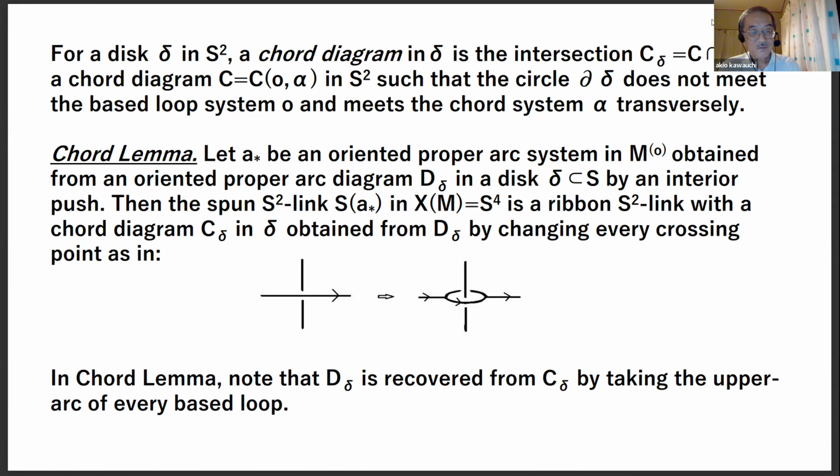In the code lemma, note that D delta is recovered from C delta by taking the upper arc of every base loop.